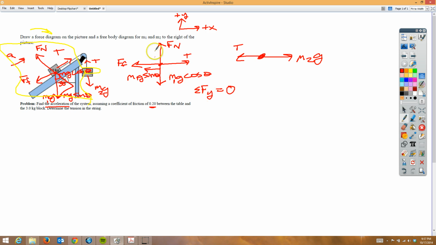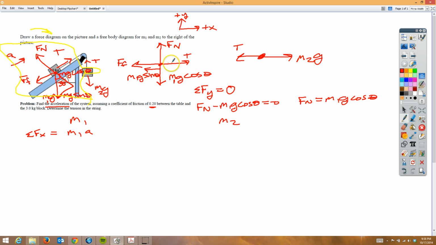So the sum of the forces in the y direction is 0. And so now we can say that the normal force minus m1g times the cosine of the angle is equal to 0. And that just means that the normal force is equal to m1g times the cosine of the angle. So that's pretty simple. Now we need to do the x direction for both blocks. So we're going to do m1 here, and let's do m2 here. So the sum of the forces in the x direction is equal to, and now this one we know has got to be m1a. So this block is going to accelerate up the hill.